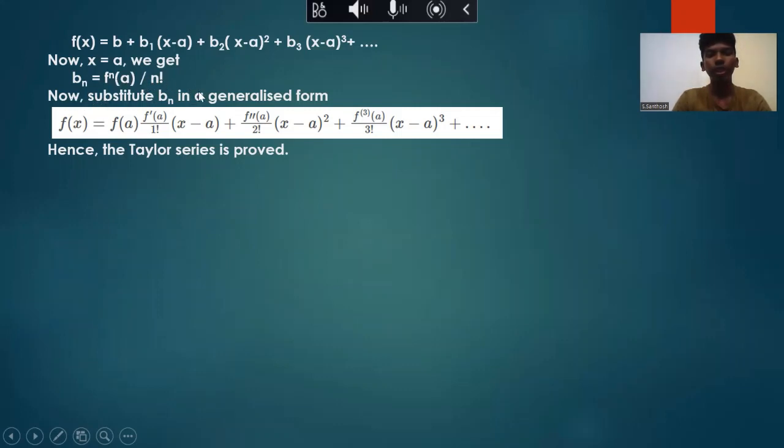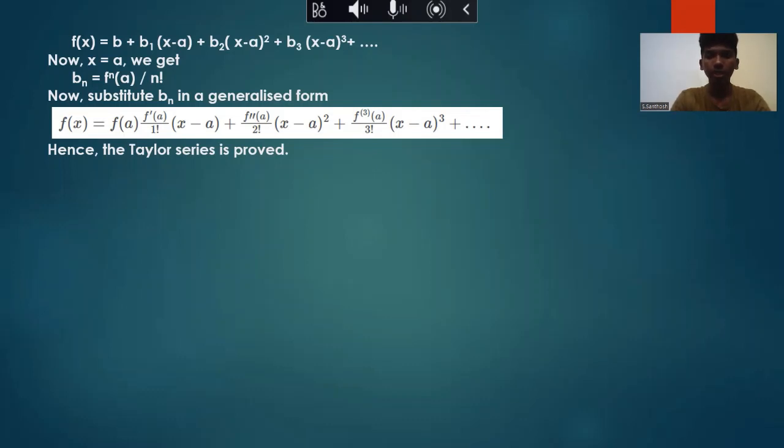So now substitute bn in a generalized form. That is, we'll just put in all the values of bn over here. So f of x equals, when you substitute the value of bn into the power series, this is what you get, and this is what is called the Taylor series, and hence we proved it.